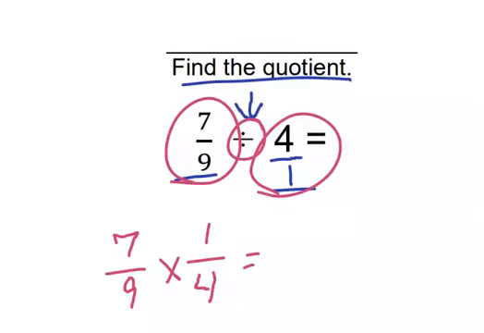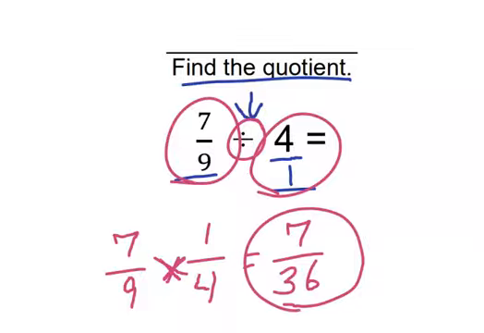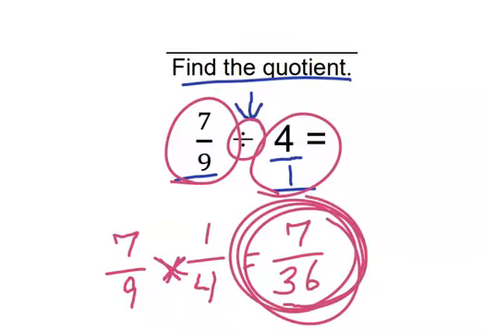Once again, we want to see if we can cross-reduce anything. Well, 7 and 4, there's nothing we can do there. 9 and 1, there's nothing we can do there. So 7 times 1 is 7. 9 times 4 is 36. And at this point, we can't simplify this anymore. So if we're finding the quotient of 7/9 divided by 4, it is 7/36 is the answer to that quotient.